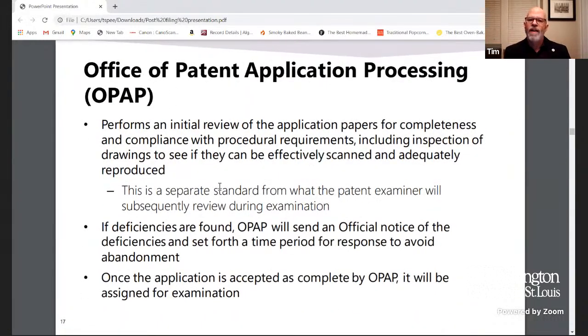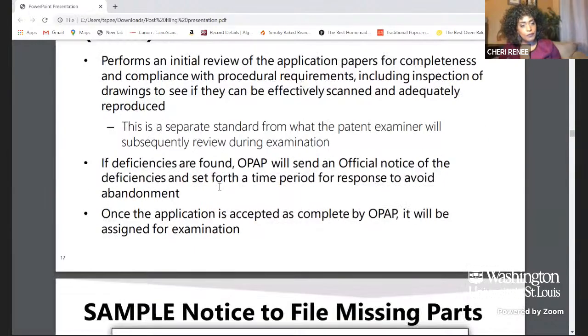So this is the Office of Patent Application Processing. When you first file your application, it goes to these folks, okay? And they do all these formal checks, and they make sure all these things are done. If there are deficiencies, they contact you, and then those things are resolved. Once those things are resolved, then the application goes to a patent examiner for examination and for further review, okay?